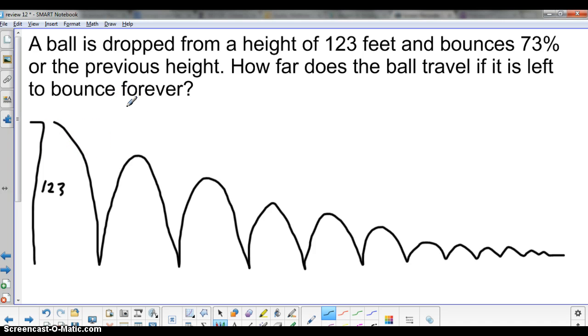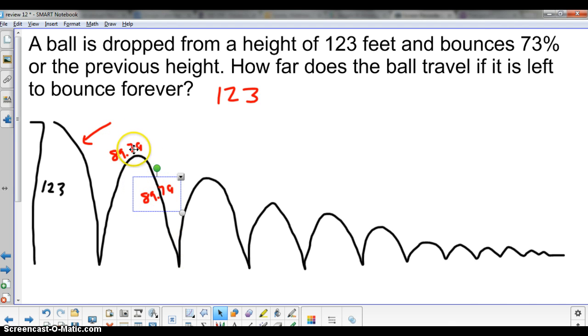Couple of things though, it's not as simple as just an infinite sum, because we need to remember a couple of things. First, we've got this initial height. That 123 is not going to be counted into our sum. Then we only bounce 73% of it. So 123 times 0.73, this next time that bounces, is 89.79 feet. But it does that twice. And so you have to account for that, and we're going to have to double it. So this is our a sub 1 when we write our sum.